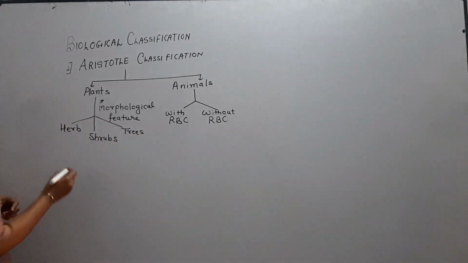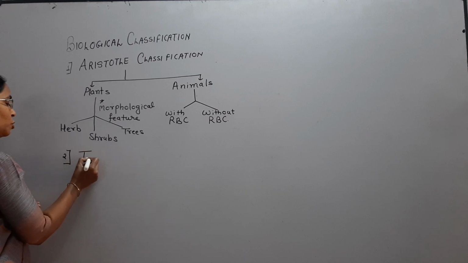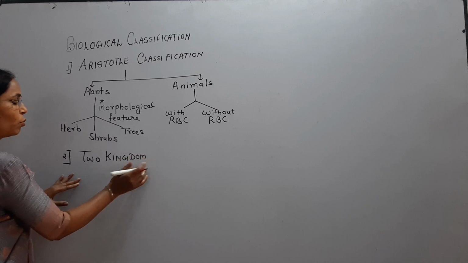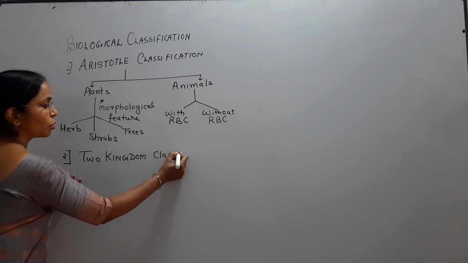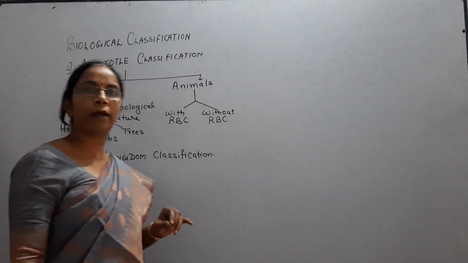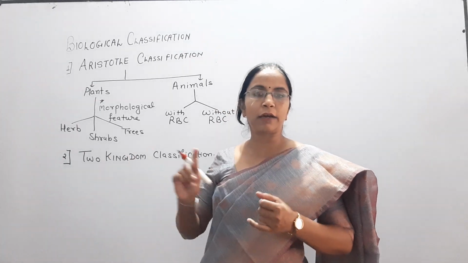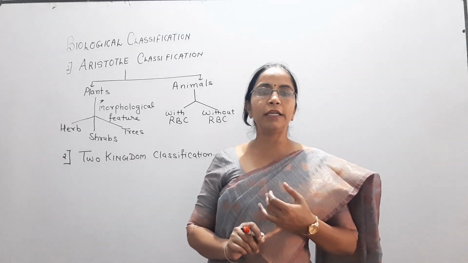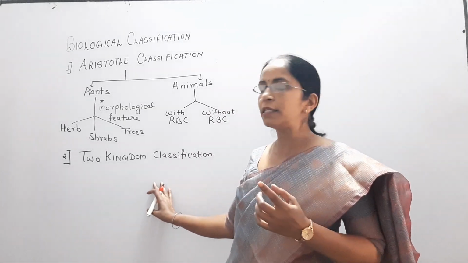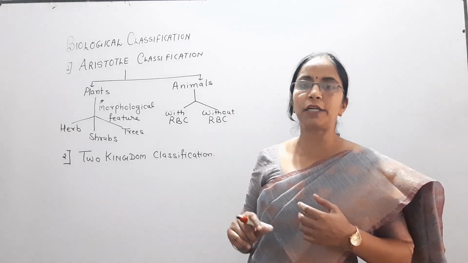Now, the second classification we study is the two kingdom classification. Here an important point is who proposed it. The two kingdom classification was proposed by Carolus Linnaeus. Linnaeus provided two things: the two kingdom classification, as well as the binomial nomenclature that you studied in chapter 1.